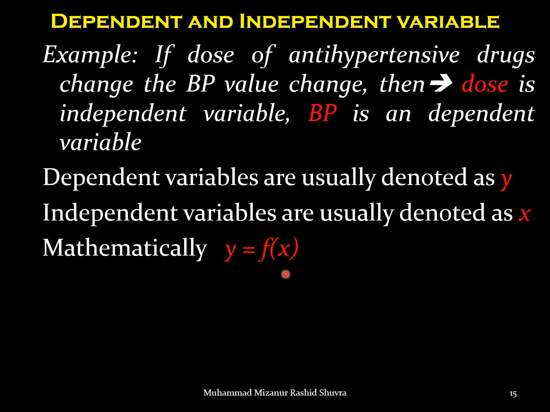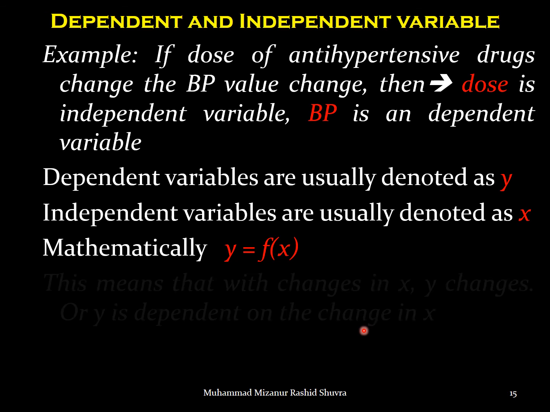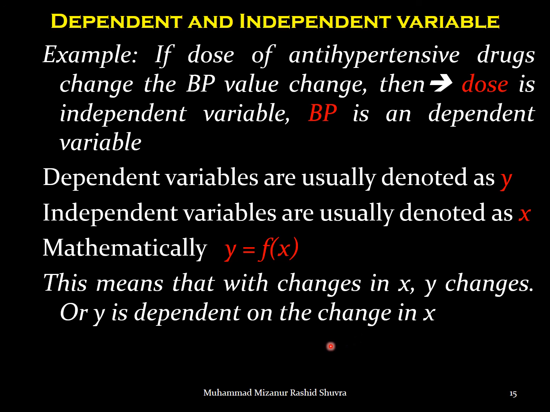It's called y equals function of x, and when you have a relation like this, it can always be put on a graph in a coordinate system, and it has implications in statistics. We'll see this later. But what does it mean? Mathematical symbols should always be interpreted in English, and this means that with changes in x, y changes, or y is dependent on the change in x. Okay, how does that happen?